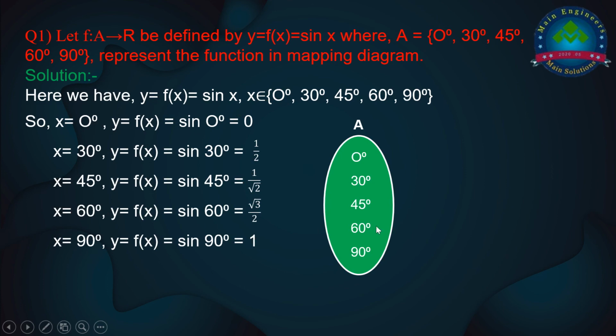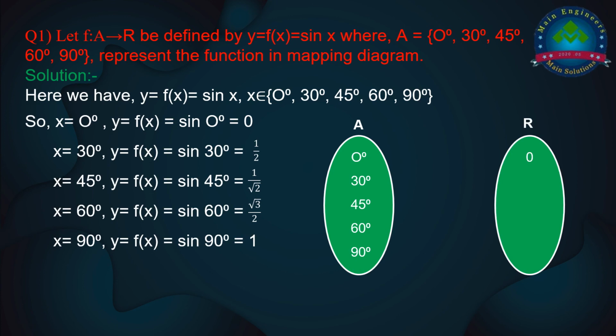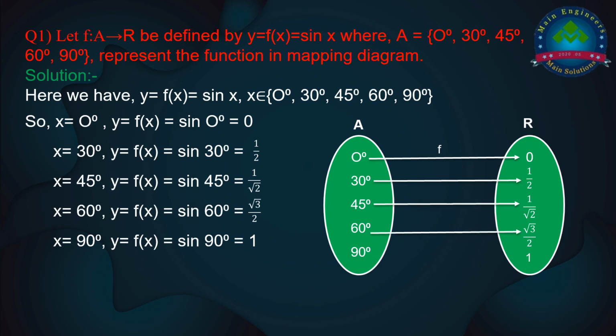So set A members will be 0, 30, 45, 60, and 90. And set R members will be 0, 1 by 2, 1 by root 2, root 3 by 2, and then 1. So 0 has an image 0, 30 has 1 by 2, 45 has 1 by root 2, 60 has root 3 by 2, and 90 has 1. So in this way we can solve this question.